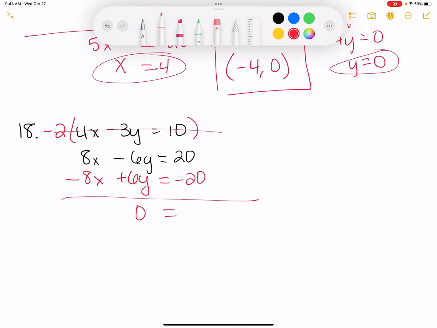That's it. Infinitely many. 0 equals 0, so infinitely many solutions.